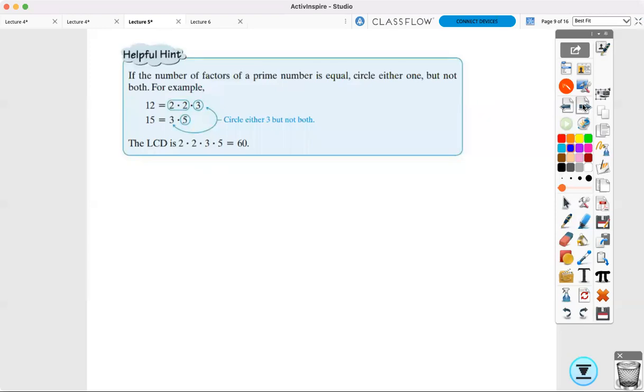And there's this helpful hint to help you write down in words the question that was just asked about if there's the same number of factors. I'm going to go ahead and give you guys about 3 minutes to write this down.